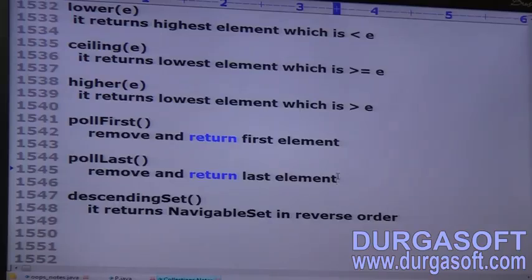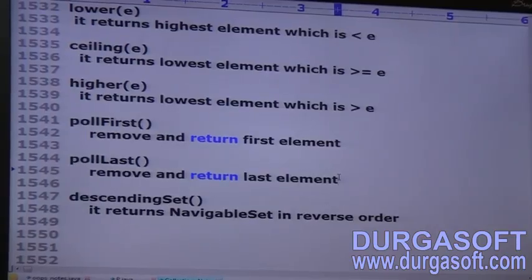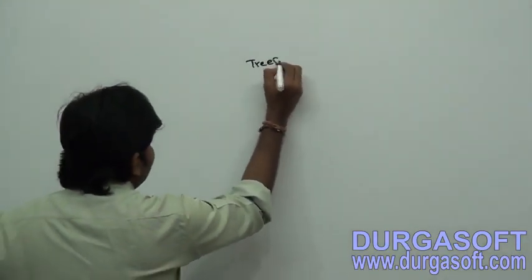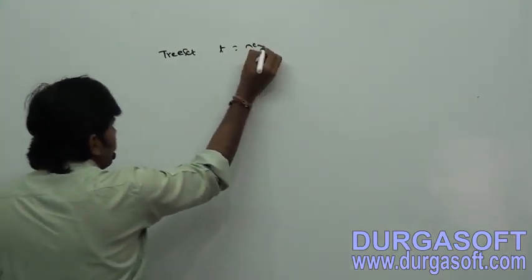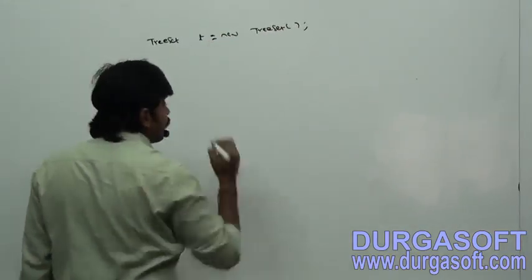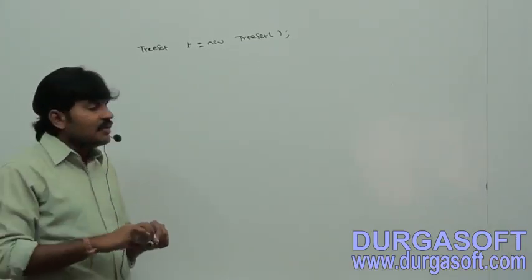Completed, right? Just to use these methods, let me explain with an example so that you are clearly aware. If I take TreeSet t is equal to new TreeSet, as we covered several times, the navigable set methods can be applied on the TreeSet object only, because the implementation class is TreeSet.